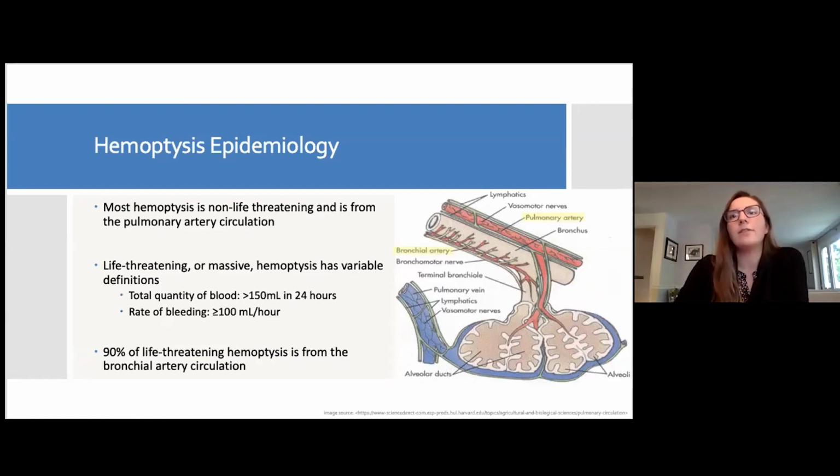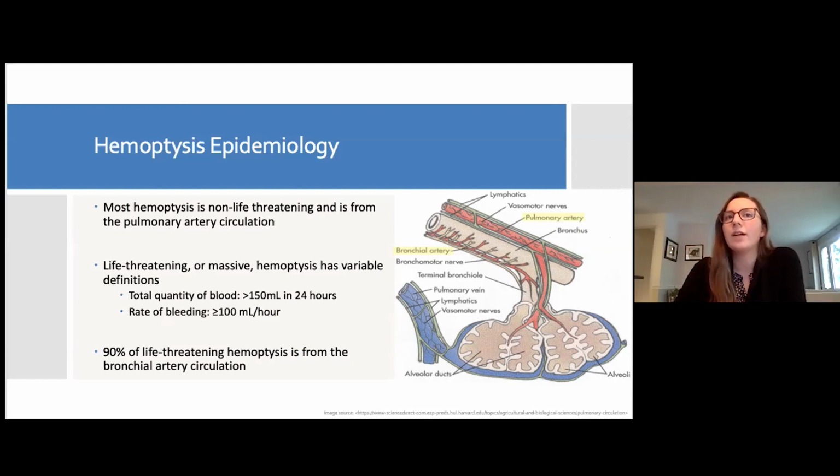Remember that the lungs have a dual blood supply, both from the pulmonary artery and the bronchial artery. The pulmonary artery system is a low pressure system. The bronchial artery system is a high pressure system. The majority of hemoptysis is actually from the pulmonary artery system, that low pressure system, and is not life-threatening. Hemoptysis that is life-threatening, most of the time, 90% of that comes from the bronchial artery circulation.